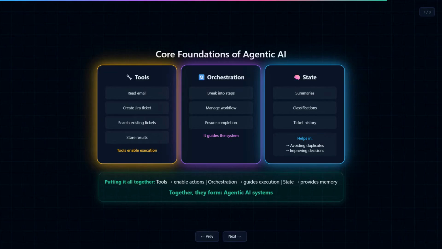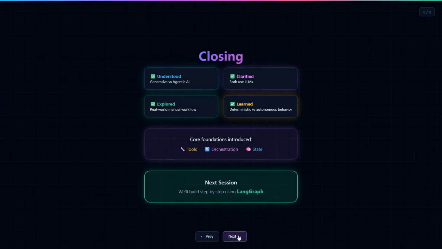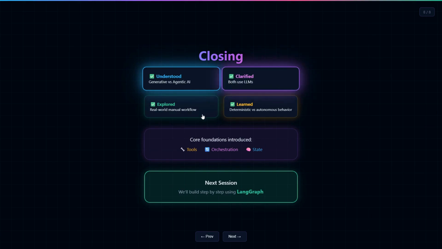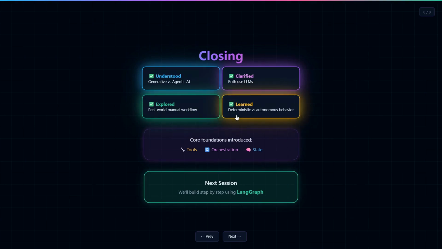Now let's put it all together. If you combine everything, tools enable actions, orchestration guides the execution, and state provides the memory. Together, they form an Agentic AI system. In this session, we understood the difference between generative and Agentic AI and explored a real-world manual workflow. We also understood deterministic versus autonomous behavior, and we introduced tools, orchestration, and state. In the next session, we'll take this same use case and start building it step by step using LangGraph. See you in the next video.